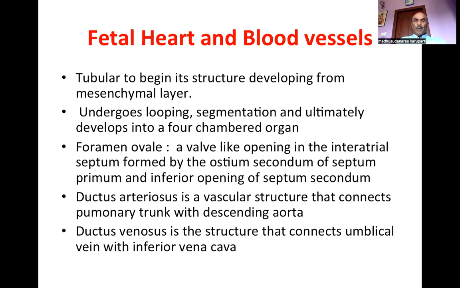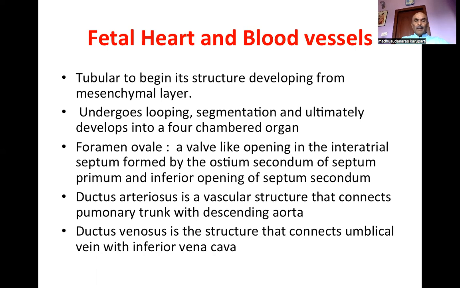Then you have the two important vascular structures during the fetal life. These are the ductus arteriosus and the ductus venosus. The ductus arteriosus is the vascular structure that connects the pulmonary trunk to the descending aorta. It allows the flow of blood from the pulmonary artery into the descending aorta because most of the right ventricular output goes into the aorta through the ductus arteriosus, which in turn supplies the blood to the trunk and the lower extremities.